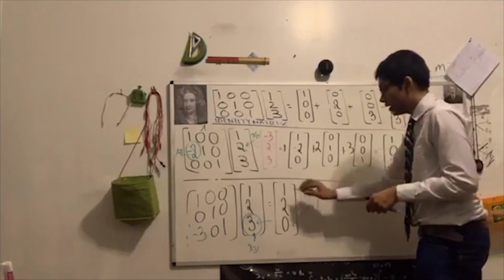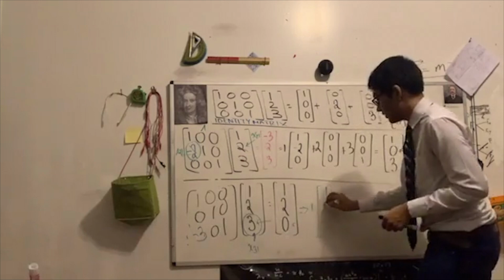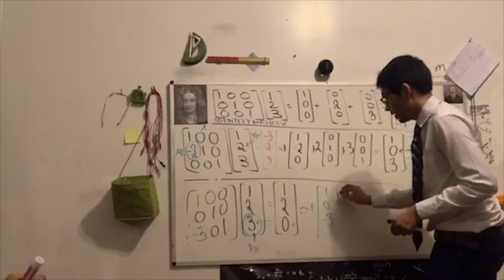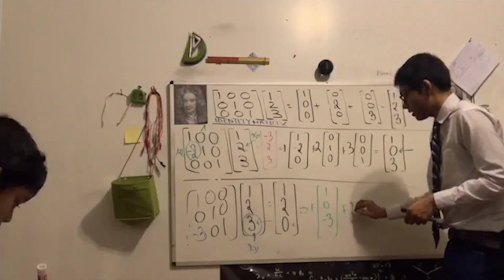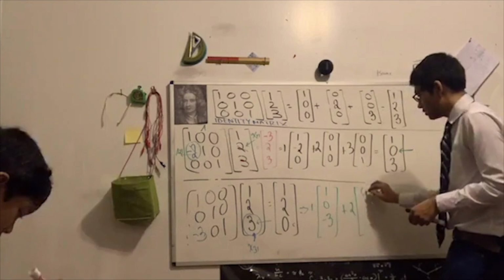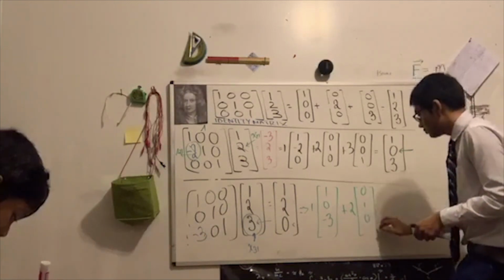Okay? So 1 times this vector plus 1, 0, 3, 0, 1, 0, 1, 0, and then 0.